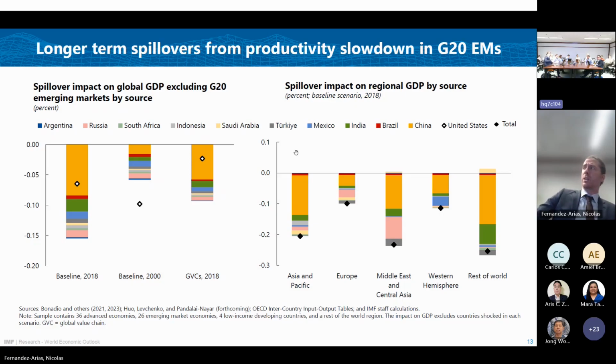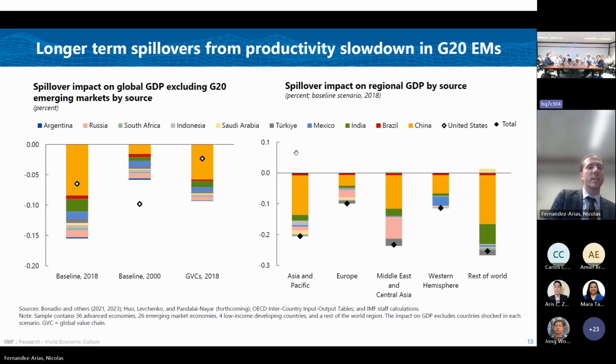And second, we can run the same scenario using as a starting point the data from 2000, and we see that the impact was about 1/3 as large. And actually, since then, the United States has declined in importance, while G20 emerging markets have increased in importance for the global economy.